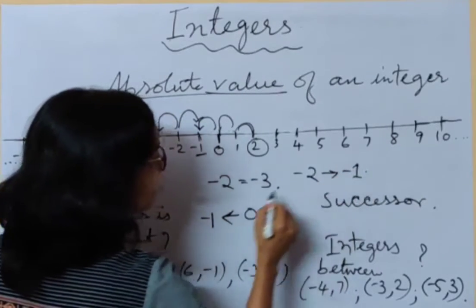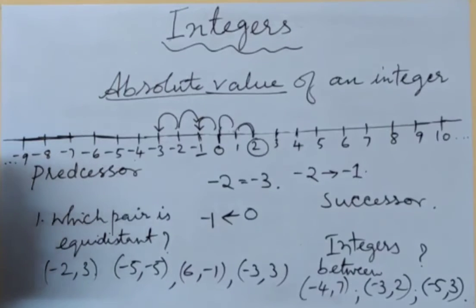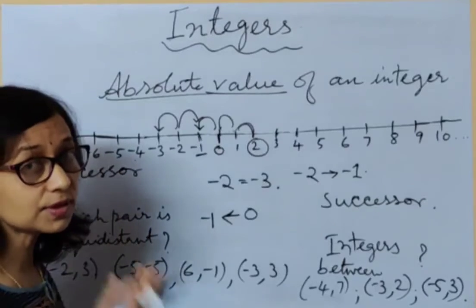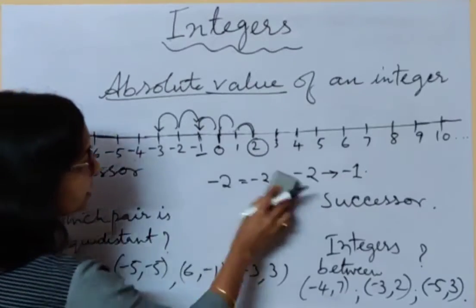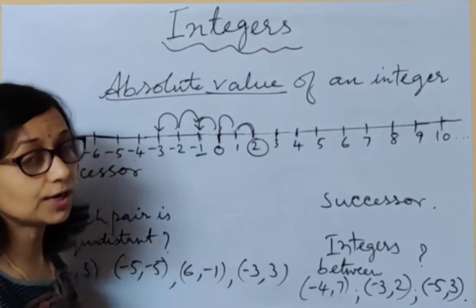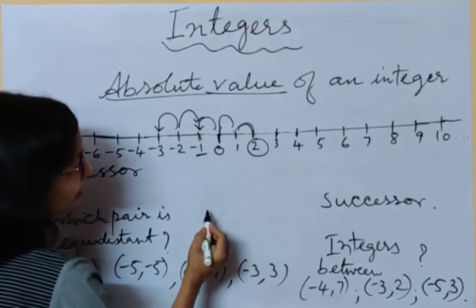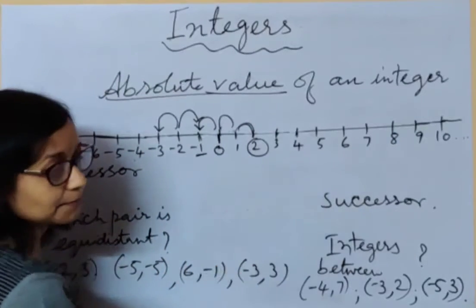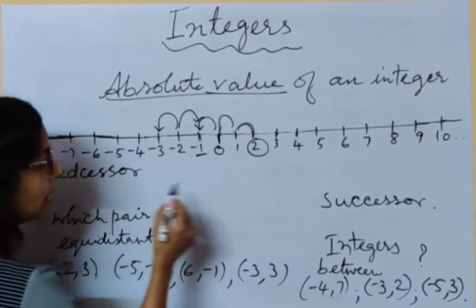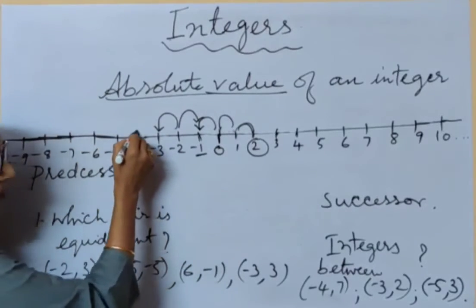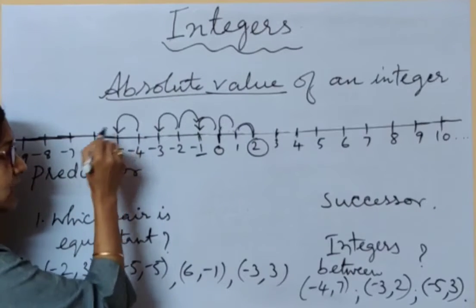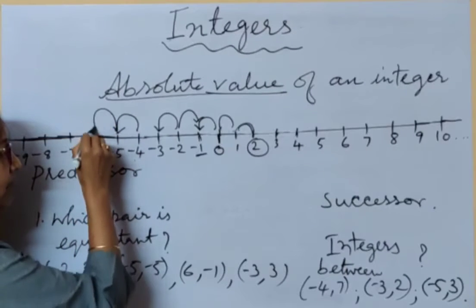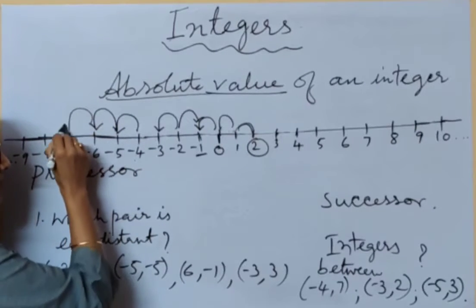So that's how we find predecessor and successor. Predecessor is just before the number, all the numbers before that number, and successor is the numbers after the given number. With negative numbers, mostly children get confused and write a bigger value for the predecessor. Predecessor will always be smaller. Suppose I take minus 4, the predecessor of minus 4 is minus 5. Predecessor of minus 5 is minus 6. Predecessor of minus 6 is minus 7.